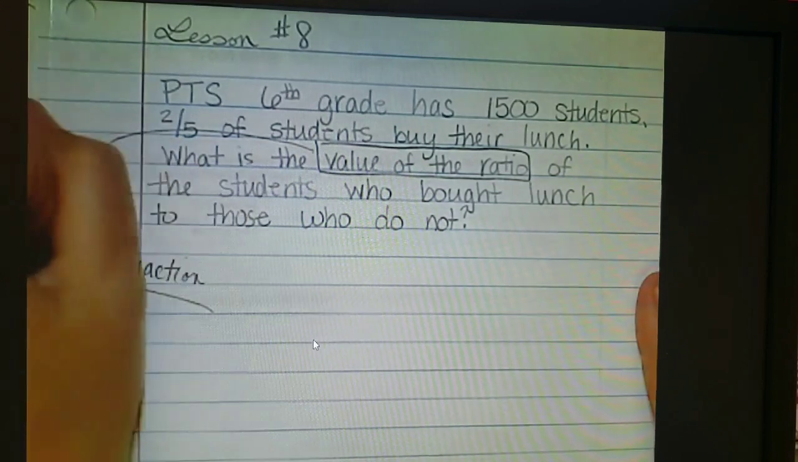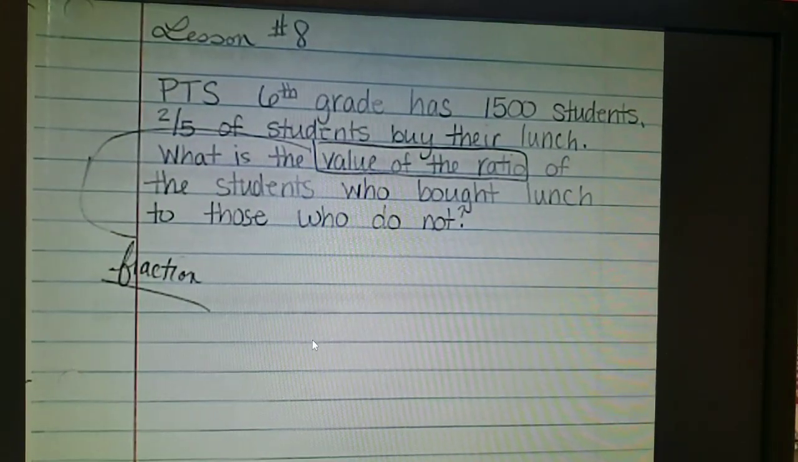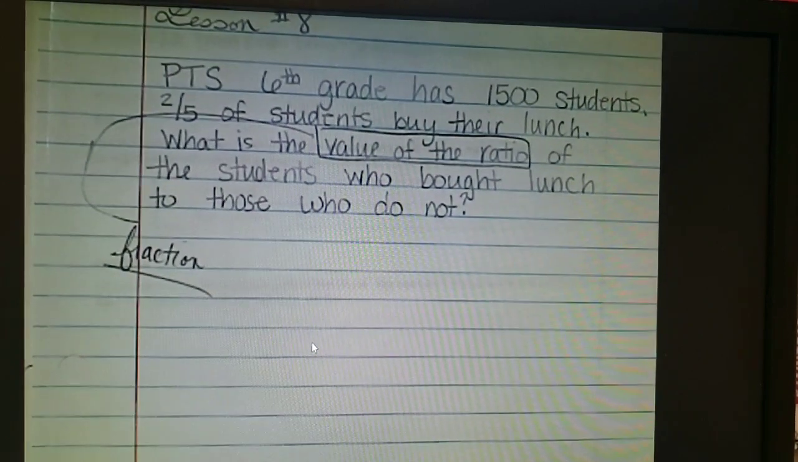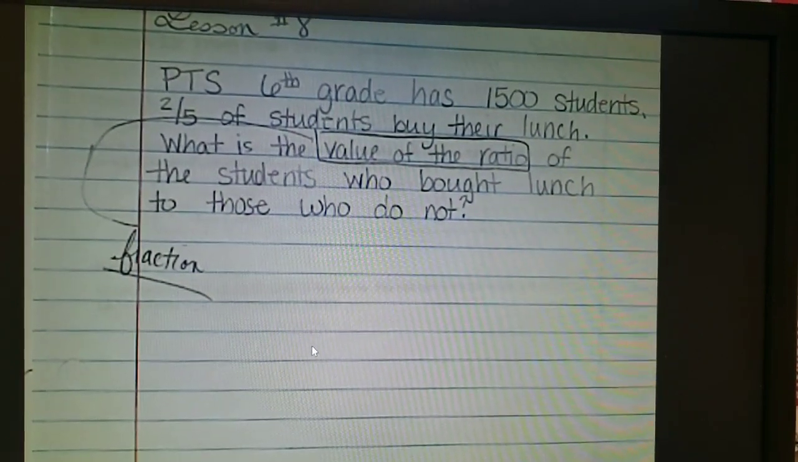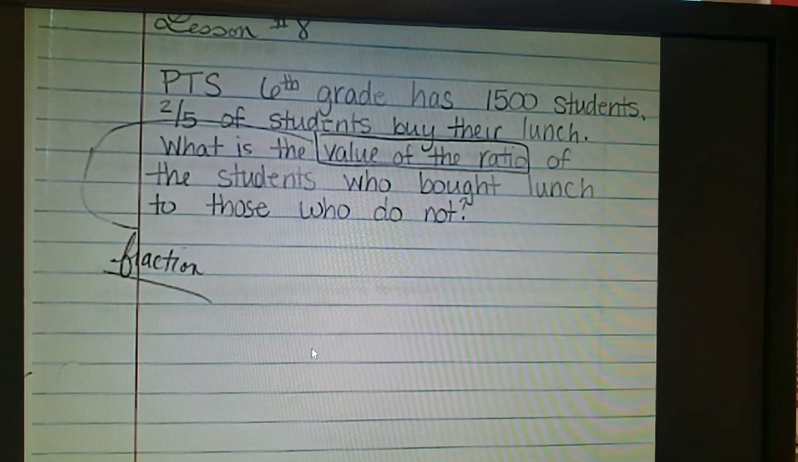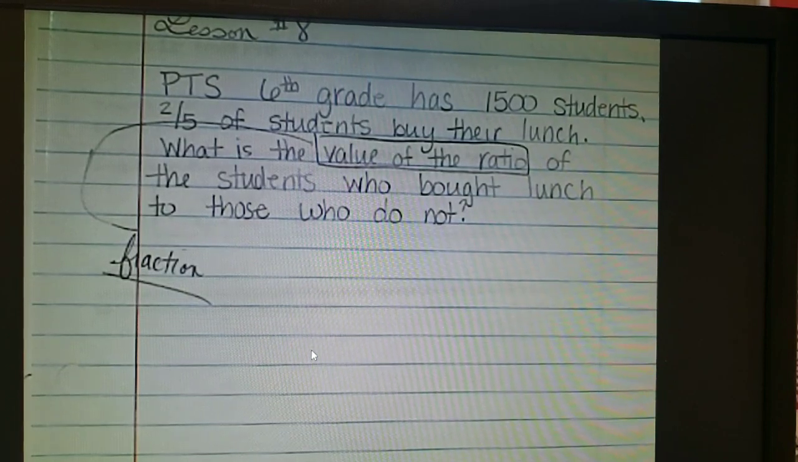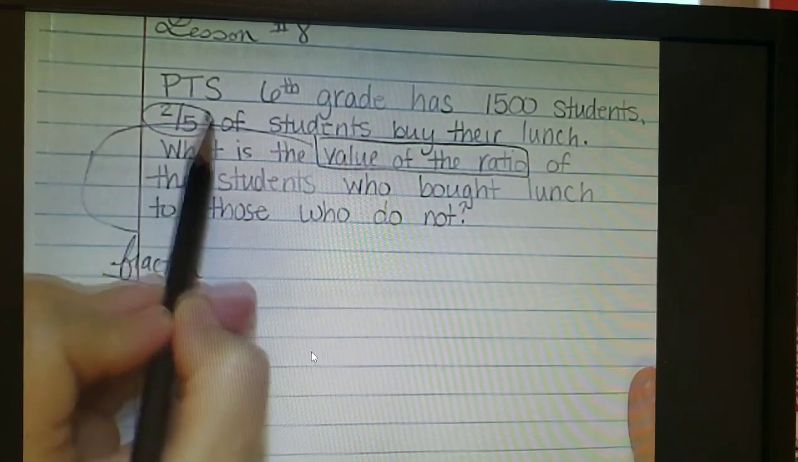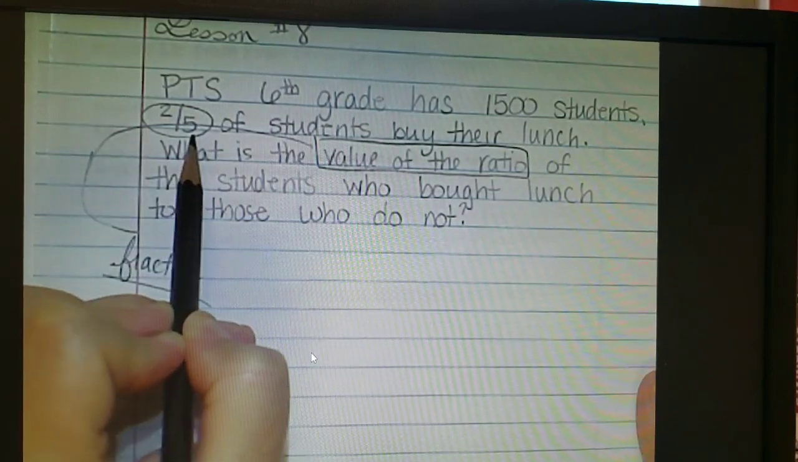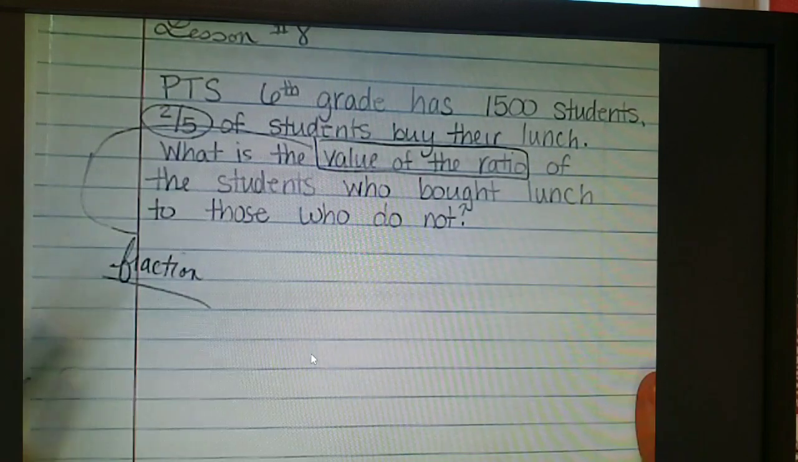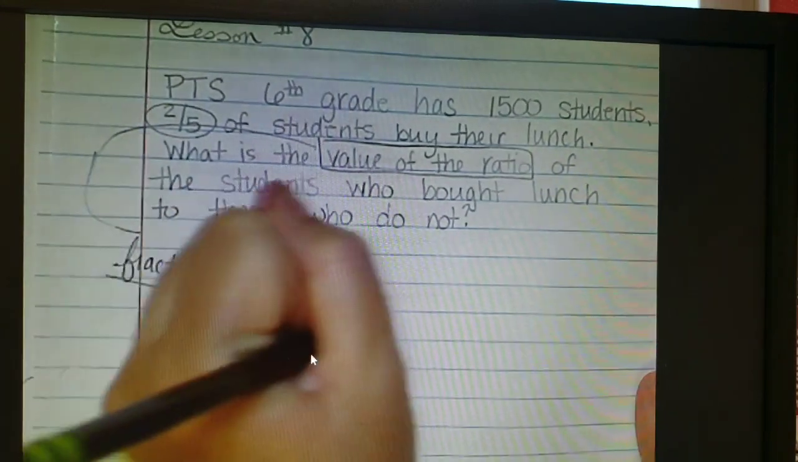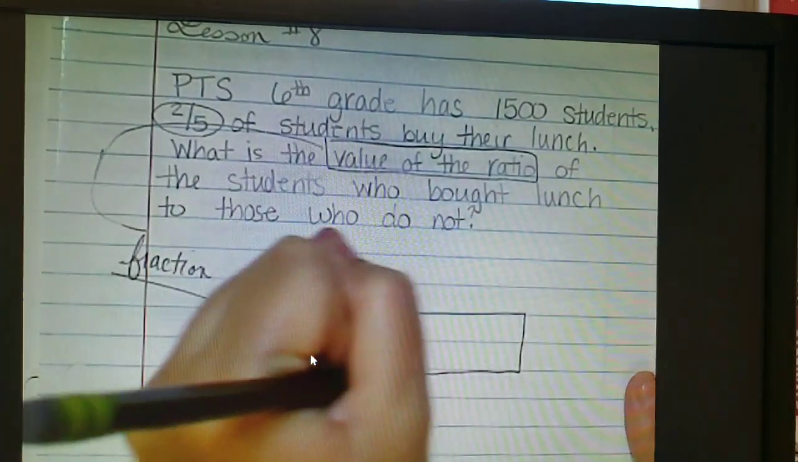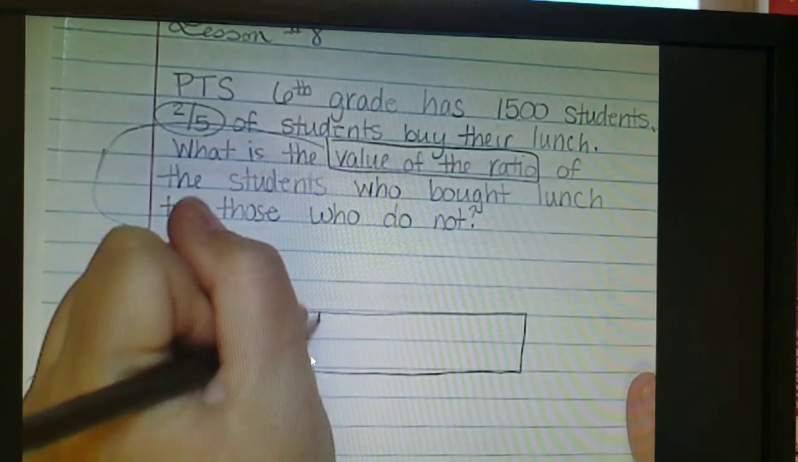Okay? So that value of a ratio lets me know I am writing my answer as a fraction. All right? So to do this, there's a couple different ways. I have found that the easiest way to do this is to go ahead and create a tape diagram. So we know that 2/5 of them buy their lunches. So we know that we're going to have 5 equal sections for our tape diagram.